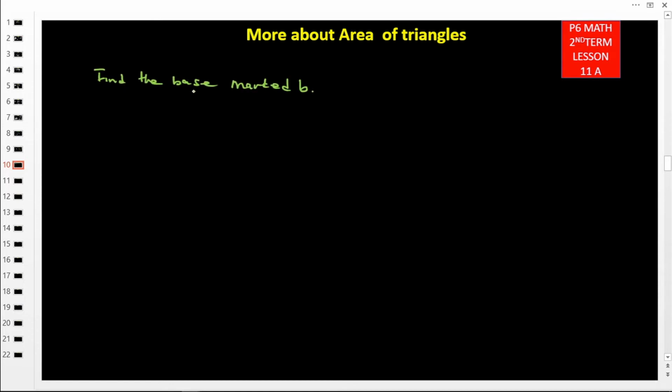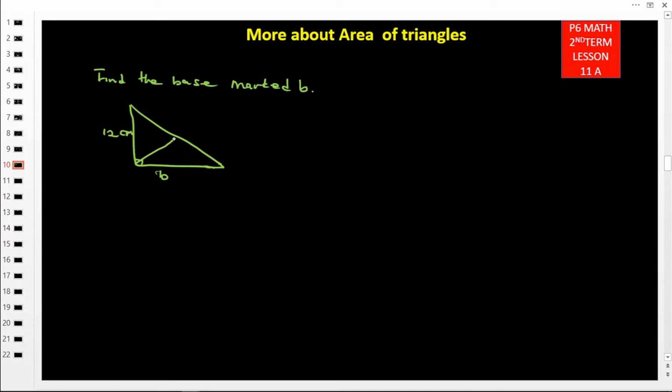My dear learner, let me hope that we are together. So our triangle is this one, a right angled triangle like this. This is the base, base b, and then it has its height. This is the height, which is 12 centimeters.